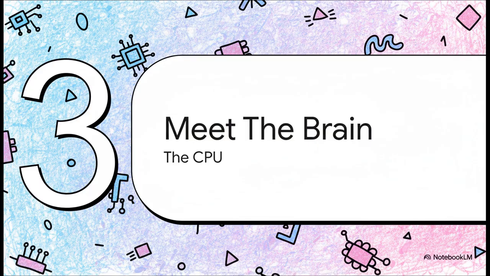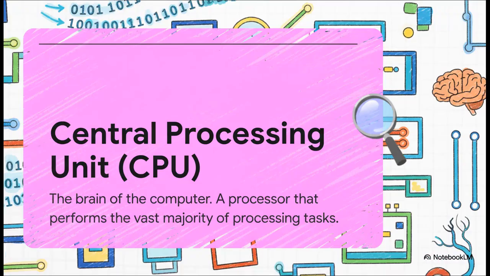Okay, so we've got our city and we've got its highways. Now it's time to meet the one in charge, the component that does all the actual thinking. Let's talk about the brain of the operation. This is the Central Processing Unit, or CPU for short. It really is the brain of the computer. This is the processor that takes all the instructions, does all the math, and basically makes everything happen. It is the engine that drives the whole show.